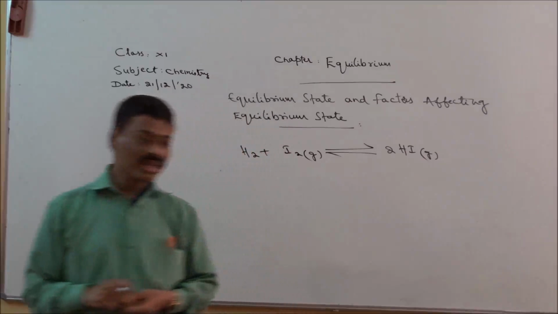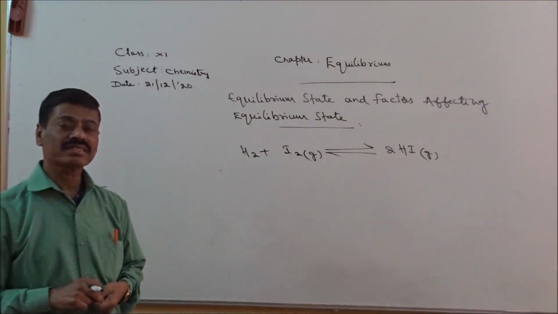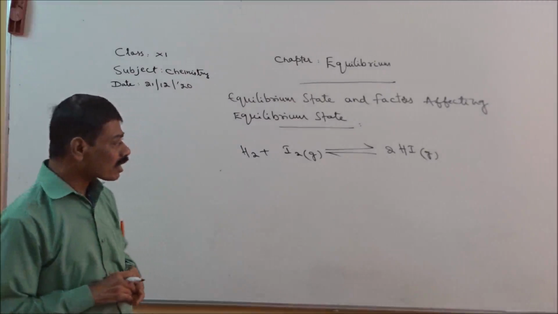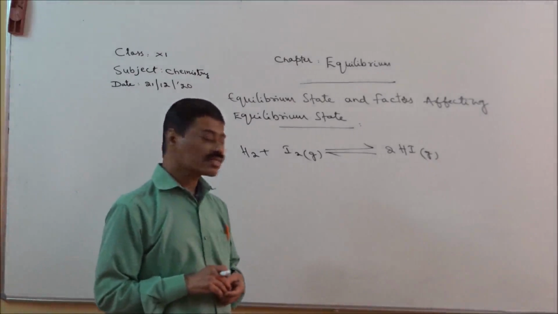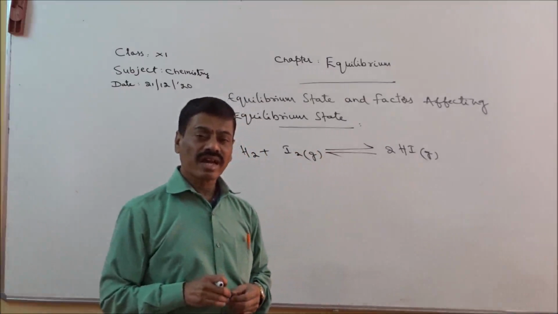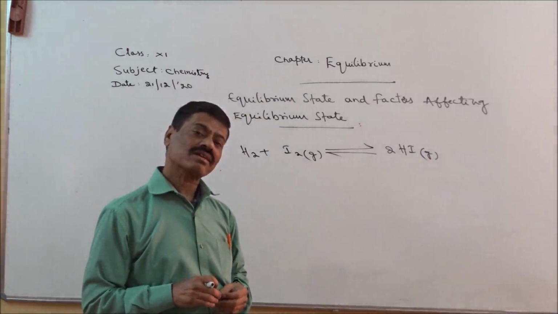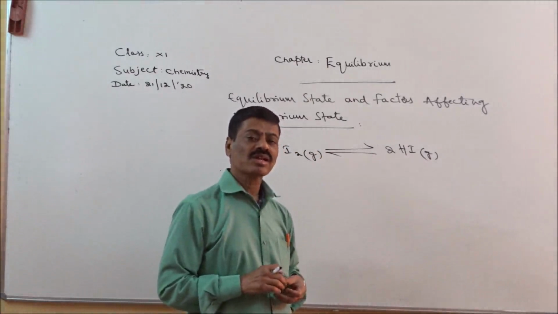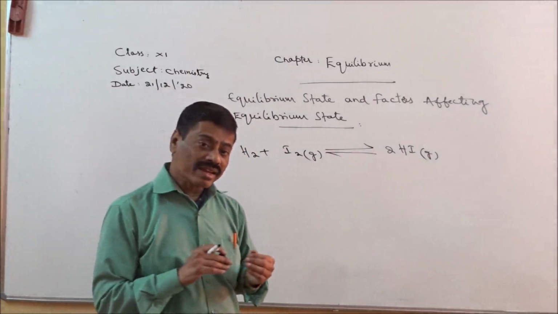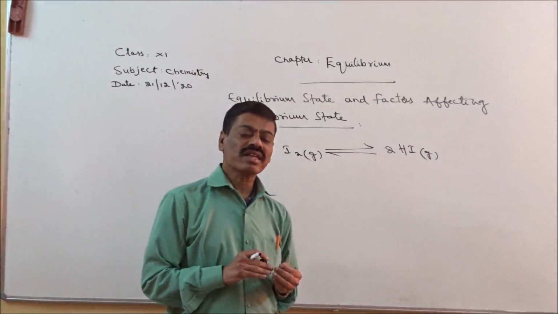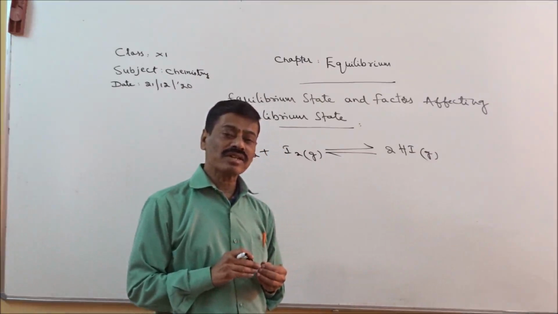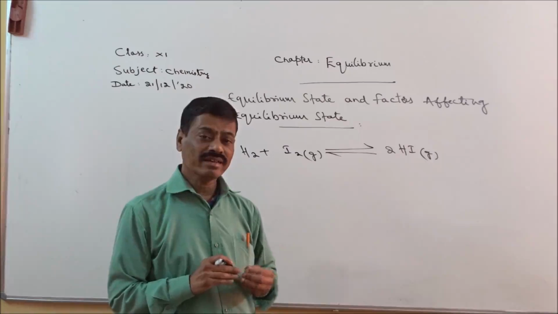So according to the law of chemical equilibrium, at constant temperature, the product of molar concentrations of products involved in the chemical reaction raised to the stoichiometric coefficients, divided by the product of molar concentrations of the reactants involved in the chemical reaction raised to the individual stoichiometric coefficients, is a constant.